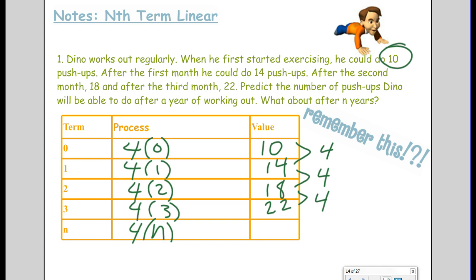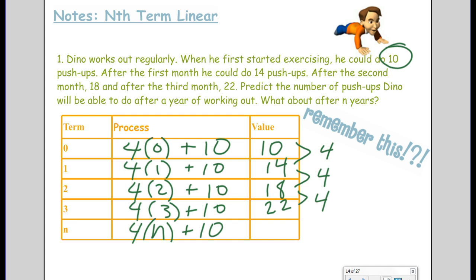The next step I like to call the tweaking step. So, what is 4 times 0? It's 0. How do you make 0 look like 10? Add 10 to it. 0 plus 10 is 10. Let's check the next one. What's 4 times 1? 4. How do you make 4 look like 14? You add 10 to it. And once you've checked it twice, you can write it all the way down the column. You're going to be just like Santa. You're going to check it twice, and that's all you need. Making a list, checking it twice.